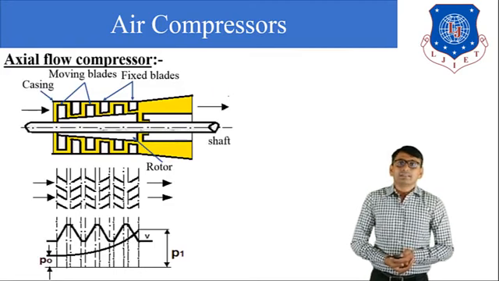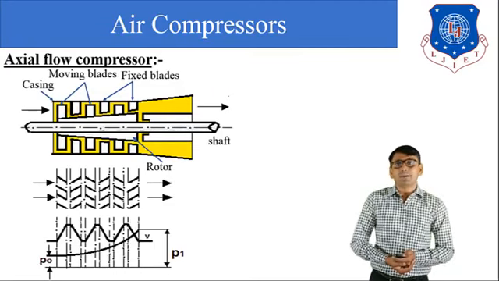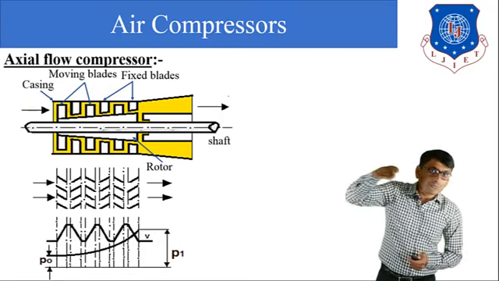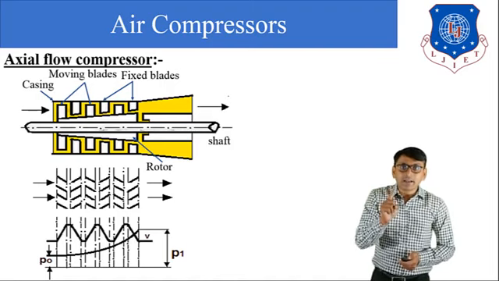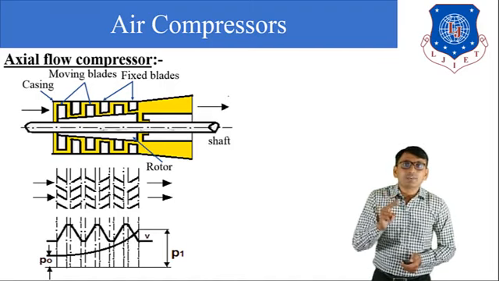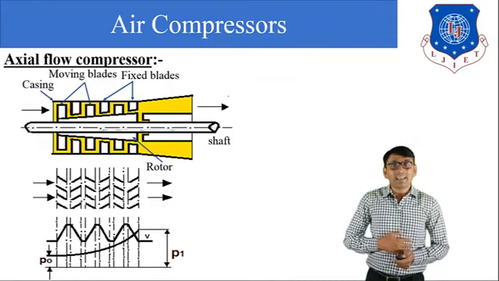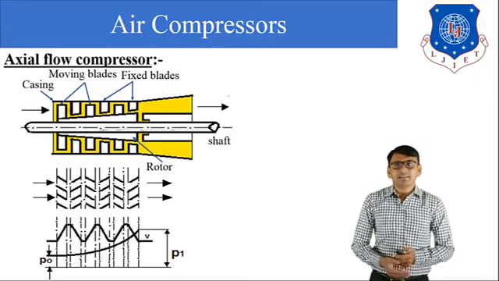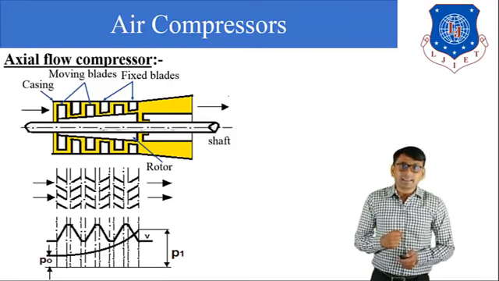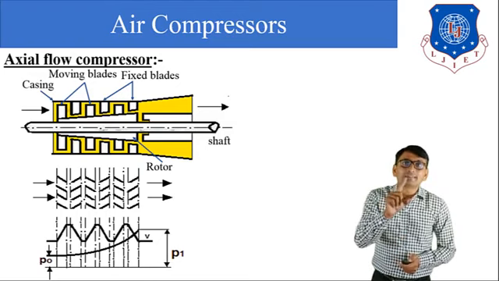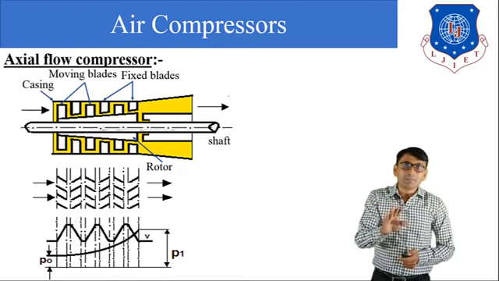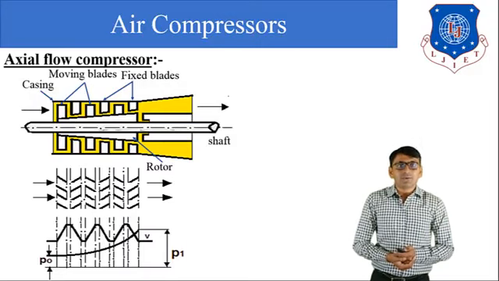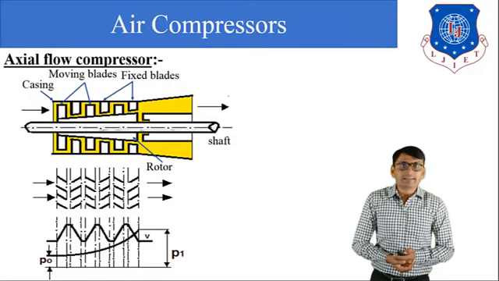Now the second one, axial flow compressor. Why is this axial flow? Because the air flow and the central line of the shaft, both are parallel. So this is the axial flow compressor. Now in the axial flow compressor diagram, there is a casing. What do we mean by casing? Outer box in which the complete assembly is placed. So there is a casing, then moving blade, then fixed blade, then rotor and shaft.